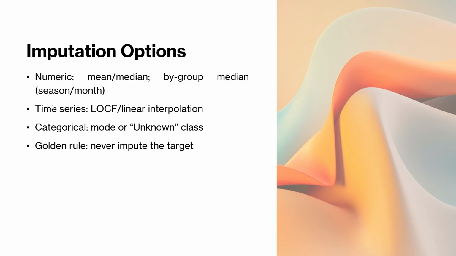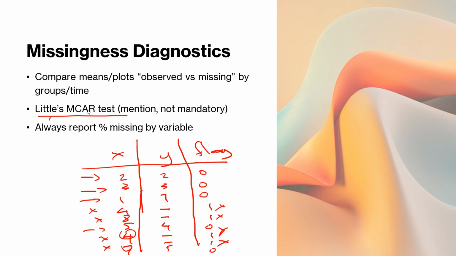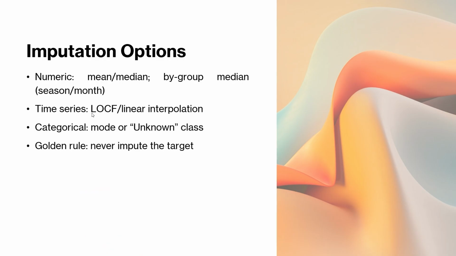The imputation options that we have: numeric imputations can be done through mean or median, if your data is quantitative. When you have decided, okay, Little's MCAR test indicated that the data is missing completely at random, then you may decide to impute. And when you decide to impute, there are different options as you see here. You have the mean, median. You can also find the median by season or months, things like that, if the data is time series, for example.